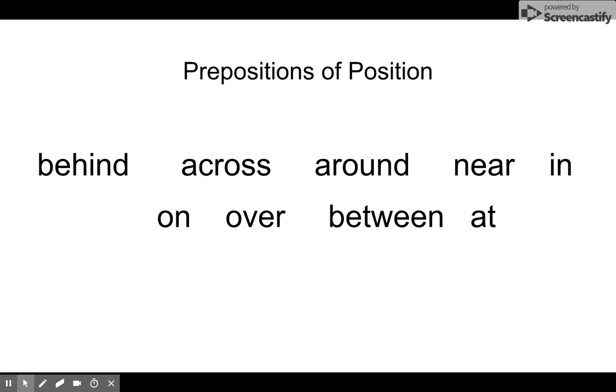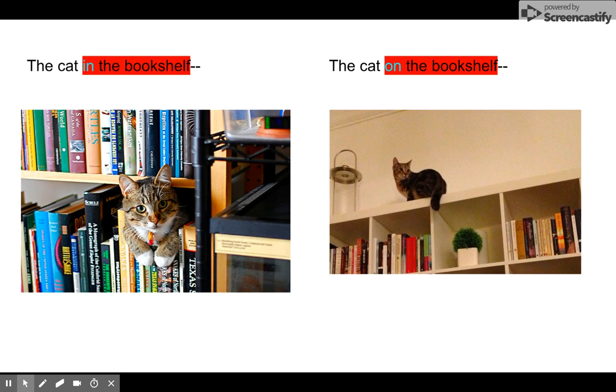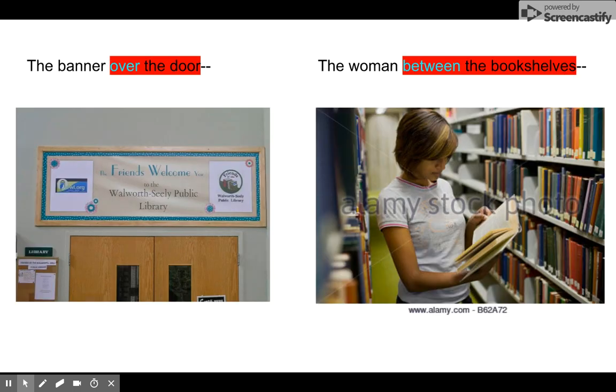Words like behind, across, around, near, in, on, over, between, at. Some examples are the cat in the bookshelf versus the cat on the bookshelf. This tells you where the cat is. The banner over the door, the woman between the bookshelves. Again, these prepositional phrases are telling you where the object is.